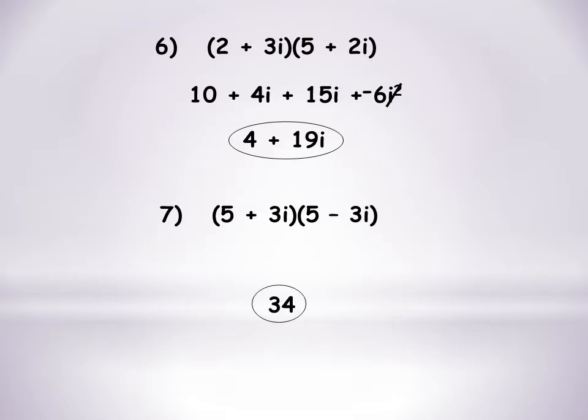All right, this next one here is a little bit interesting. 5 plus 3i and 5 minus 3i. Those are the same numbers, just different signs in the middle. Those are actually called complex conjugates.